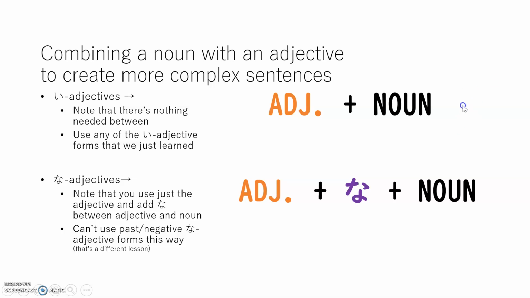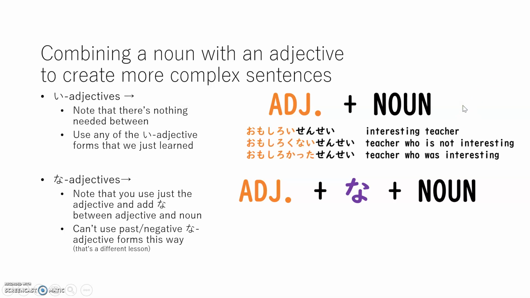So now let's take a look at some examples. Omoshiroi sensei, an interesting teacher. Omoshirokunai sensei, a teacher who is not interesting. Omoshirokatta sensei, a teacher who was interesting. So you can say something like, what's the name of the teacher who was interesting? Omoshirokatta sensei no namae wa nan desu ka? So we can be a little more specific with our expressivity.